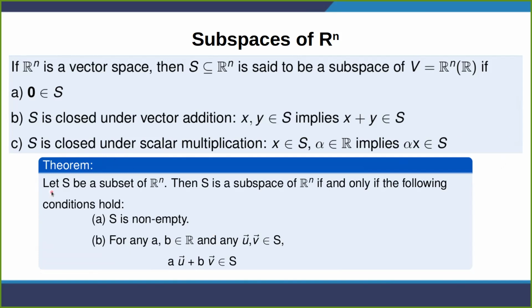It just says that let S be a subset of the real space with dimension n. Then S is a subspace of R raised to power n if and only if the following conditions hold: S is non-empty. Non-empty means it has something, 0 is something. And for any a, b belonging to the real numbers, these are just the scalar values, and any u, v, these are vectors, which belong to S, the same set I showed you earlier, the linear combination au plus bv also belongs to S. So this is just the addition of these. So this is the theorem. Okay, right? So don't worry about it that much.